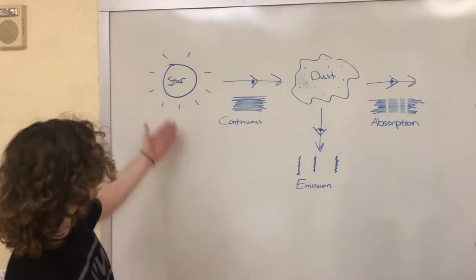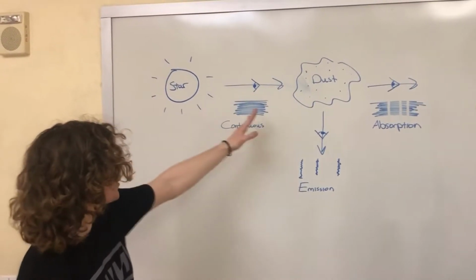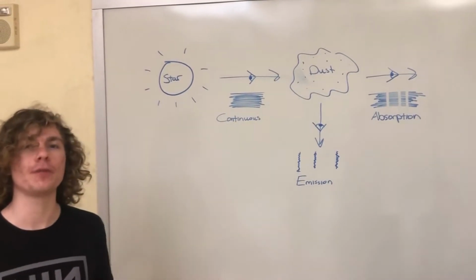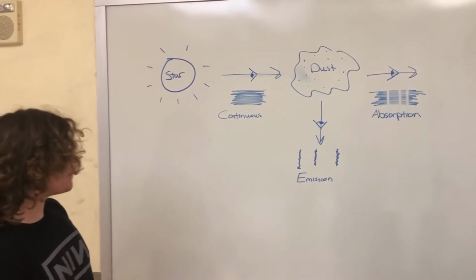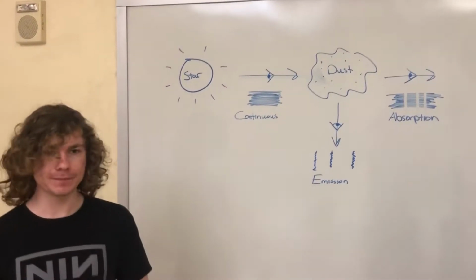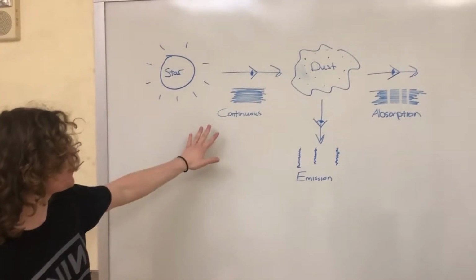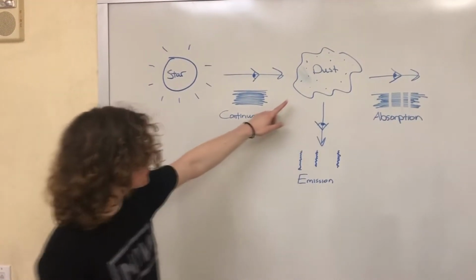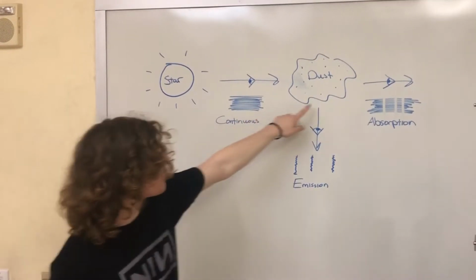So when astronomers look at a star with no dust in the way, you can see a continuous spectra of light. That's because the star emits light of all frequencies. And so you can see red light, green light, blue light, ultraviolet, all the different frequencies of light you can see.